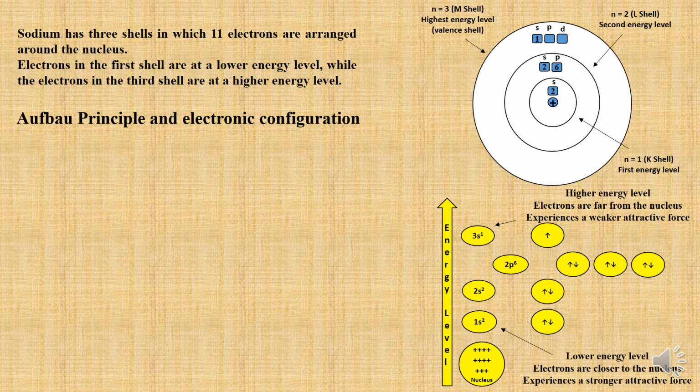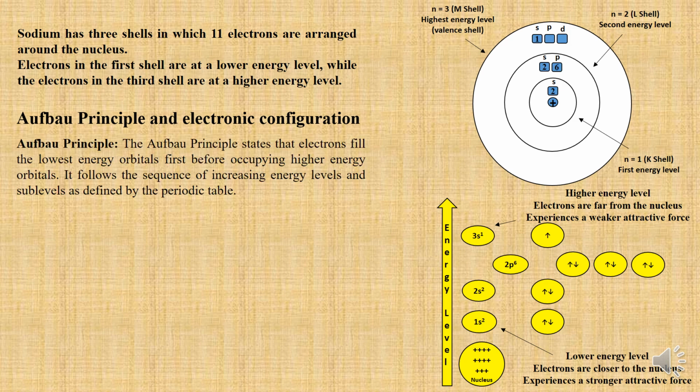Now this is where the Aufbau principle comes into picture. Now what does the Aufbau principle state? The Aufbau principle states that electrons fill the lowest energy orbitals first before occupying the higher energy orbitals. It follows the sequence of increasing energy levels and sublevels as defined by the periodic table.